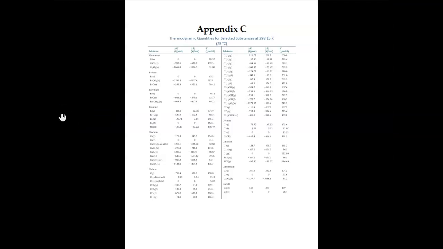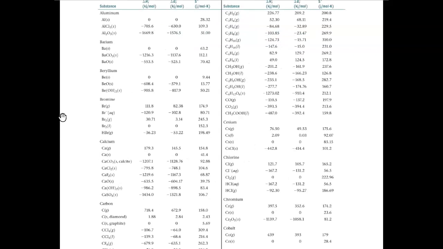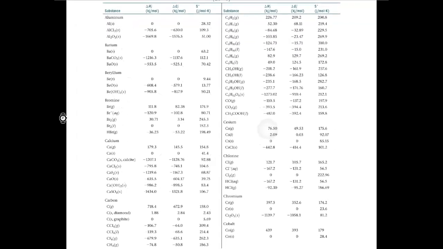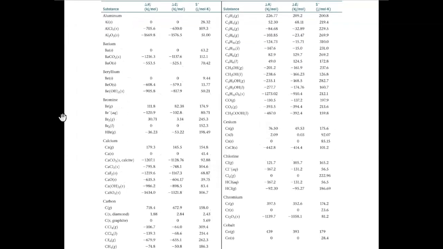there is a file called Appendix C, Thermodynamic Quantities for Selected Substances. This is the table that lets us look up the numbers we need to take products minus reactants. So you're not memorizing this. This would always be given to you. We're going to refer back to it later.